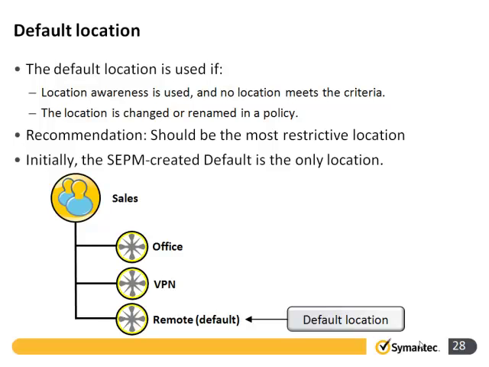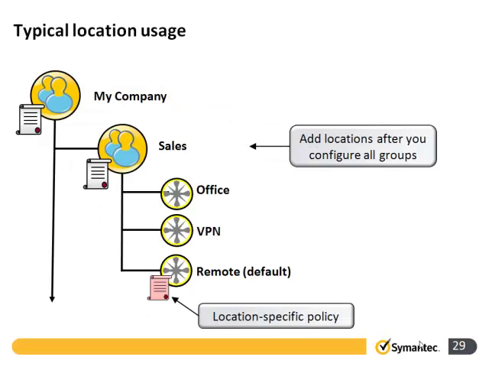And as I say, initially the SEPM creates the default as the only location, and the administrator can add others as they require. Here we can see the office and a VPN location being created. So typical locations would be office, VPN, and remote. The office and VPN would have very specific criteria that need to be fulfilled, and the remote or default location will probably have very limited criteria and would be the most restrictive policies applied. It's recommended to add the locations after you configure all your group structure.